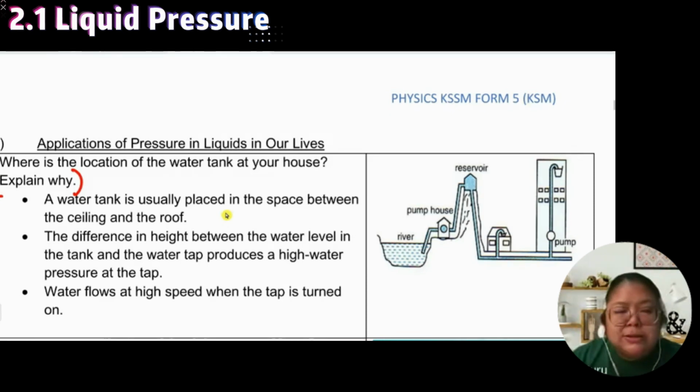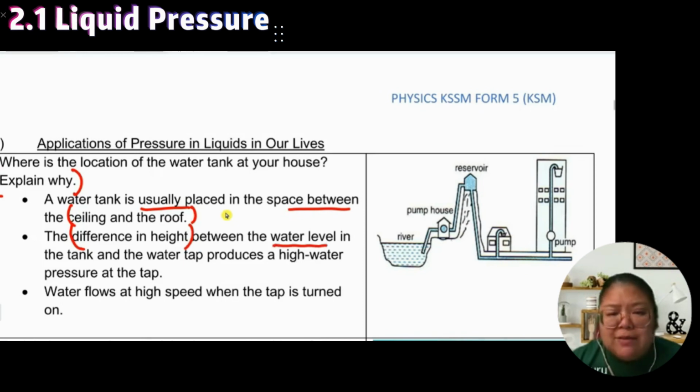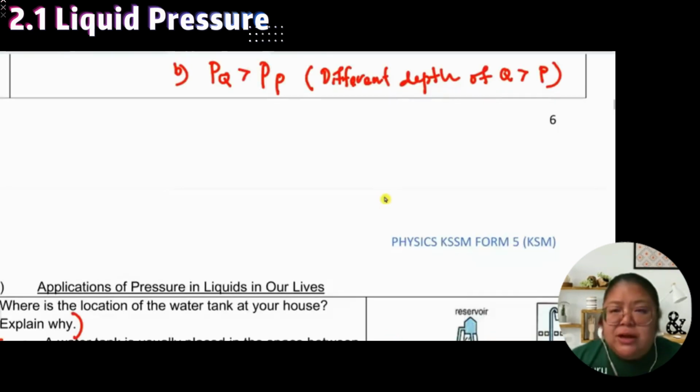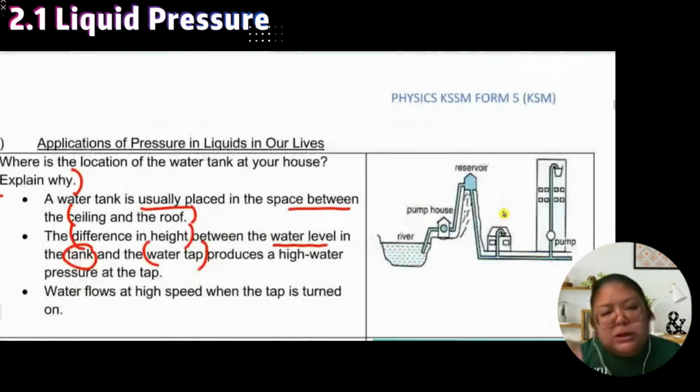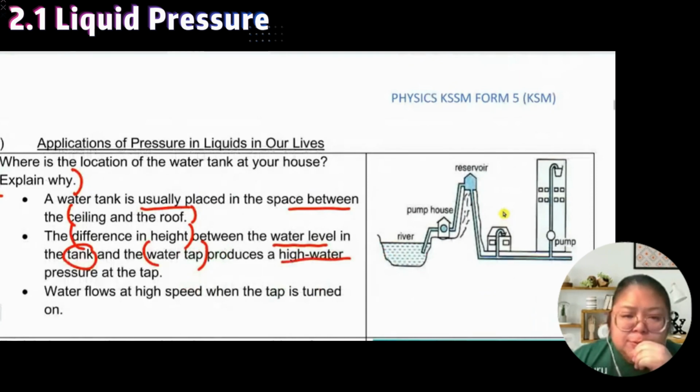So from here, you must say you place it at the base, between the ceiling and also the roof. That means the high position, put at the top. So you must say the difference in height between the water level in the tank and the water outlet, just like the diagram just now. If there is a big difference, that means you produce high pressure. Then if you get high pressure, the water flows at high speed. So this is your explanation.